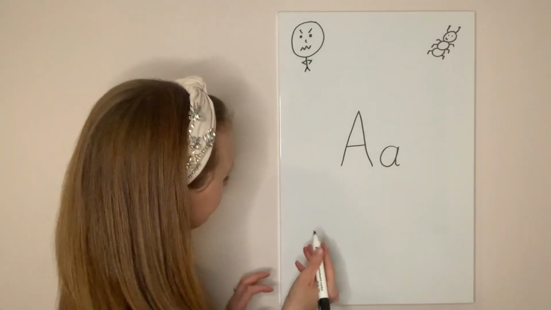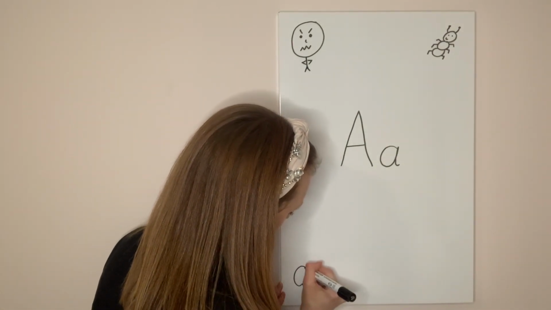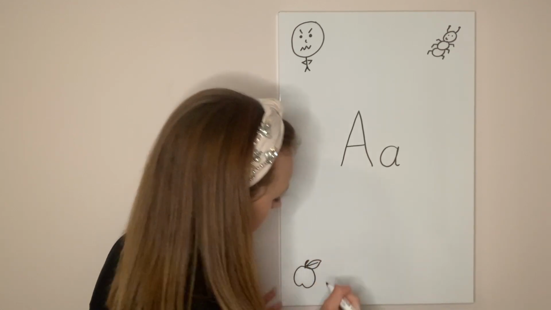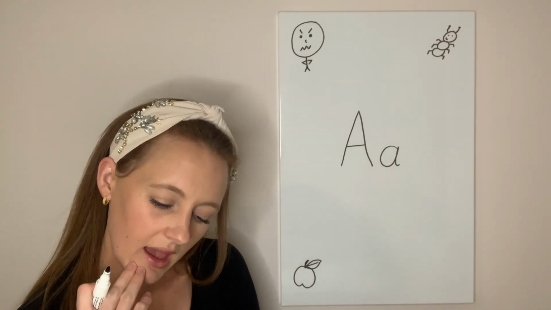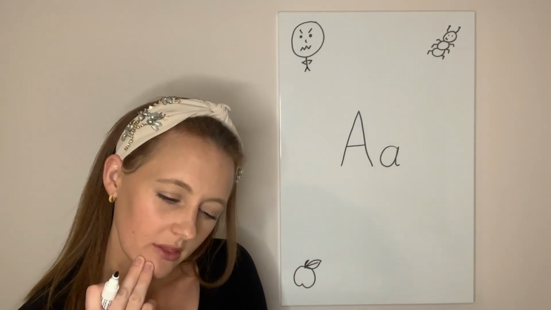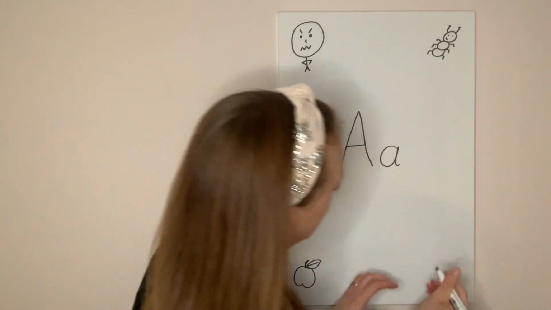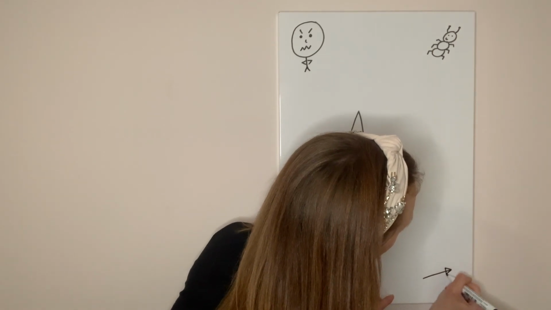Apple. I'm going to draw an apple down here with a little leaf on it. I think I will draw an arrow. Arrow.